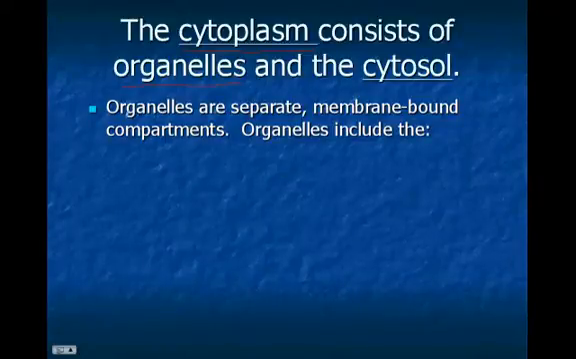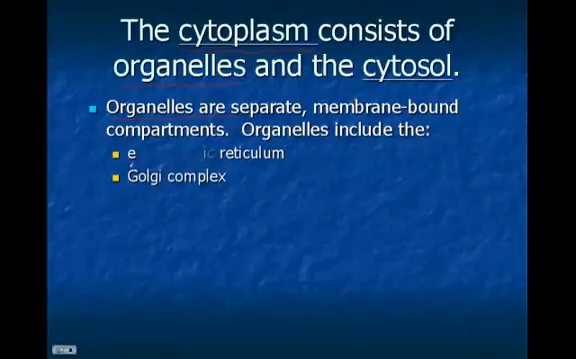And the organelles are really important inside a cell because they help to divide up the labor, compartmentalize the labor inside a cell. And this makes the cell function in a way that's really organized. So these organelles are little separate membrane-bound compartments, and each of these organelles is going to carry out a certain function. So again, these organelles include things like the endoplasmic reticulum.